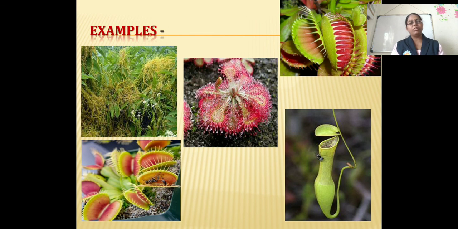Now write down your homework. That is, write two examples of each type of plant: aquatic plants, desert plants, snowy region plants, then forest region plants, insectivorous plants. So write down all those examples in your homework.